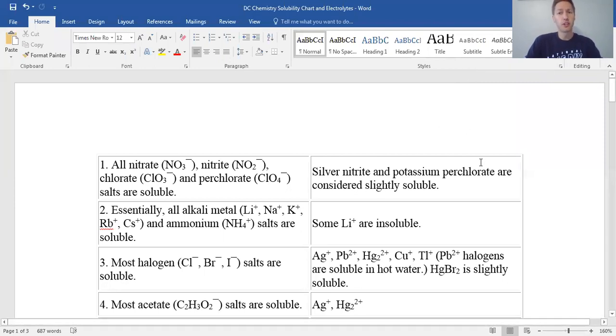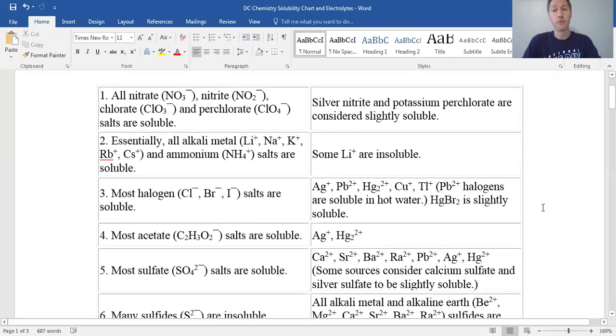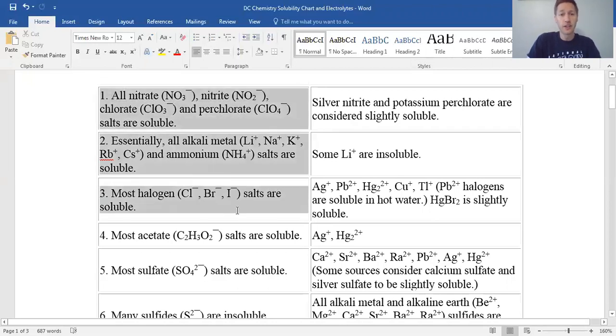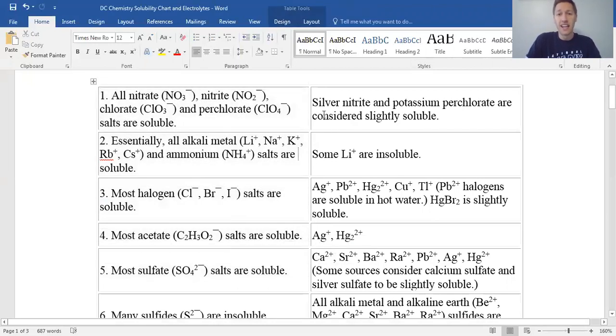A solubility chart just basically tells you whether something will dissolve into a solution. The solubility chart we're looking at here will be for water only, and we're talking about neutral water, because if you change the pH, you change whether some things are soluble or not. In the chart we use in our class, the rules are found on the left side, and if there's an exception to the rule, it's on the right side.